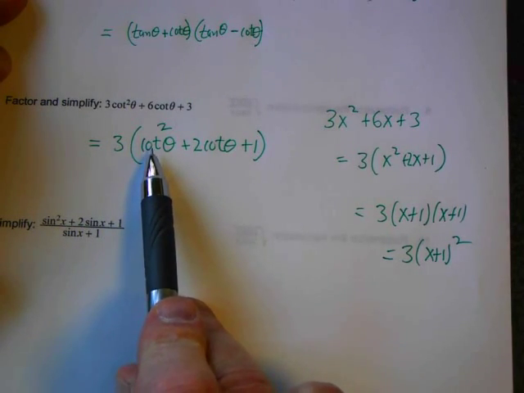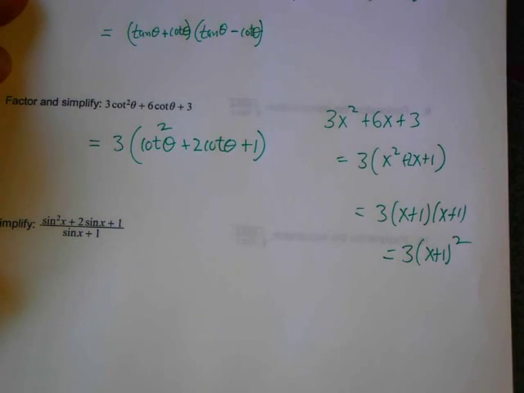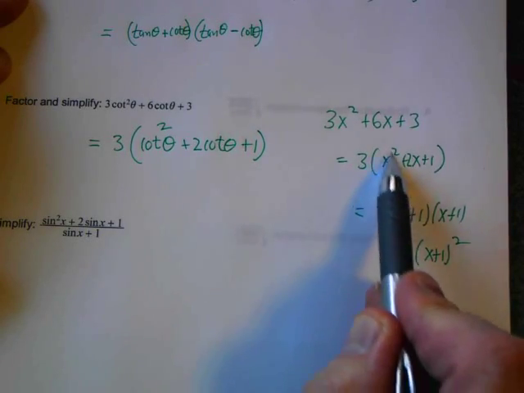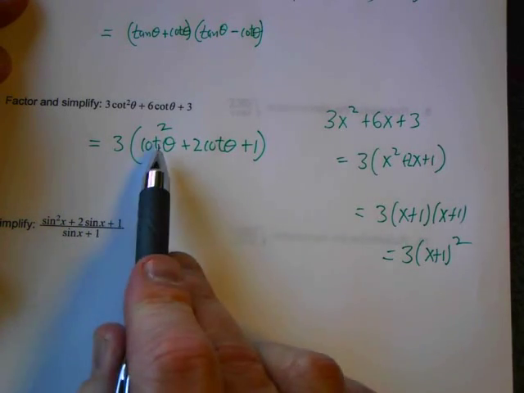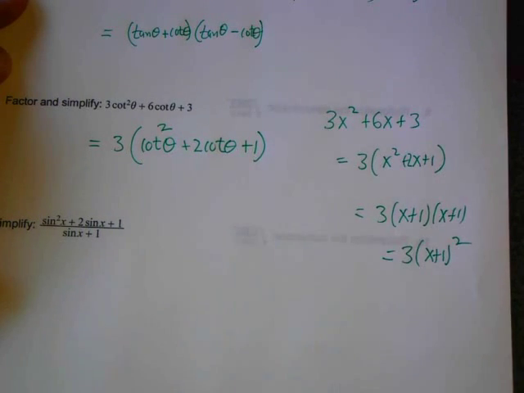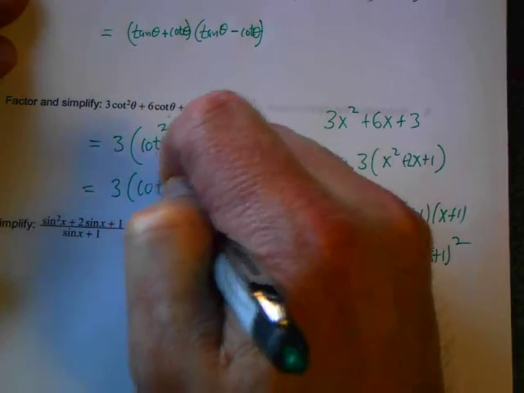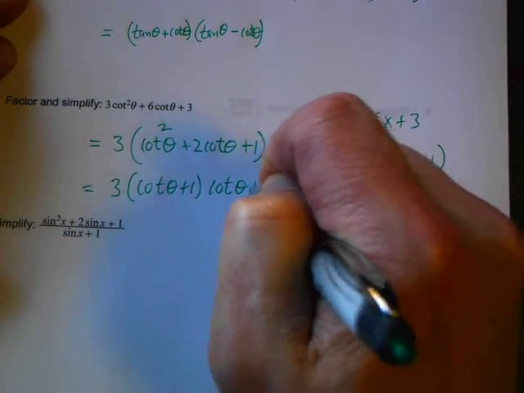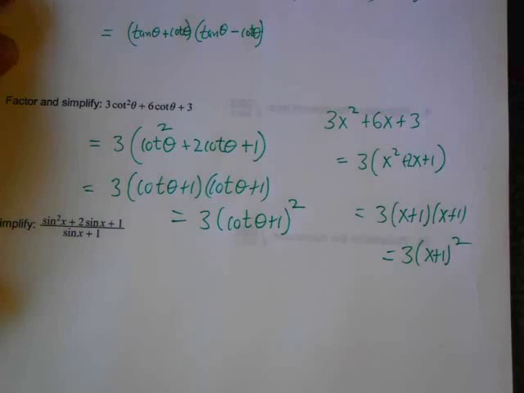How's it different to have cotangent squared theta plus 2 cotangent theta plus 1? It really isn't any different at all, except it looks more confusing. Instead of just having the nice little thing x written, we've got this confusing looking thing, cotangent theta. But how can you factor cotangent squared theta plus 2 cotangent theta plus 1? Cotangent theta plus 1 and cotangent theta plus 1 again. That's right. So that's going to be 3 times cotangent theta plus 1, cotangent theta plus 1, which we might write as 3 times cotangent theta plus 1 quantity squared.